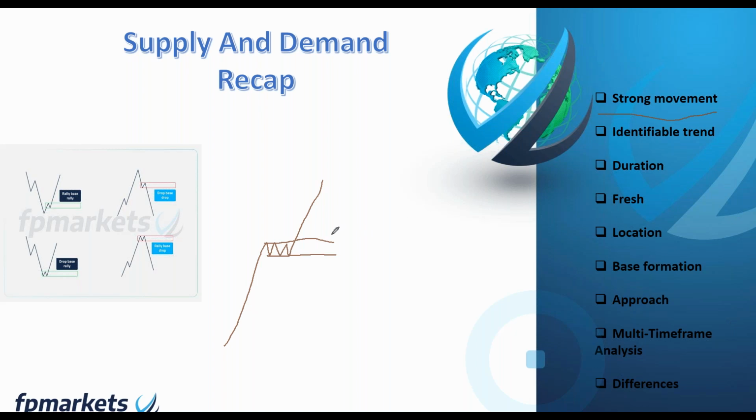So strong movement. We're looking for an inefficient move, a strong move forming out of the base rally here. At this point, within this area, we do not know what it's going to be. Some traders will think it's a bullish flag. We have no idea what's going to happen. We could even go to the downside and form a rally-based drop.